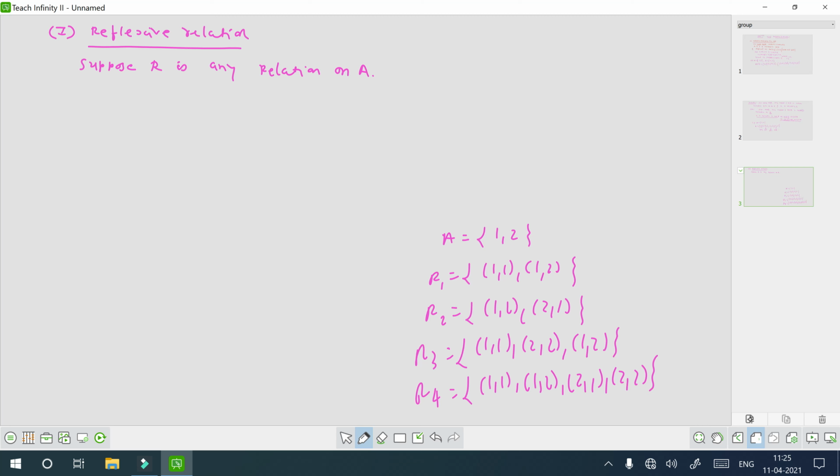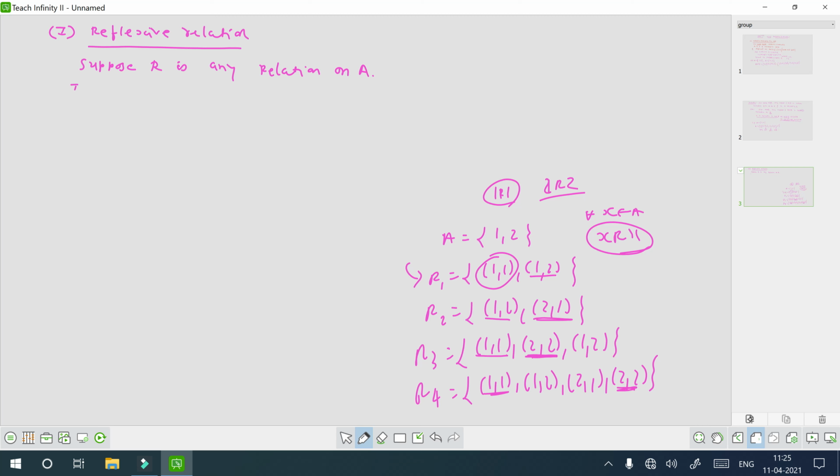Clear? Now see, in case of R1, (1, 1) is there, 1 R 1 is there, but 2 R 2 is not there. Here 1 R 1 or 2 R 2 is not there. Here 1 R 1 is there, 2 R 2 is there. Here also 1 R 1, 2 R 2. That means if for all x belongs to A, x is related with x, then such a relation is called a reflexive relation.